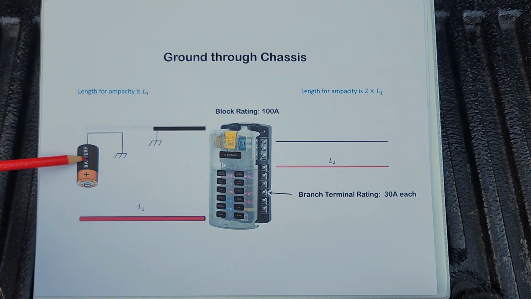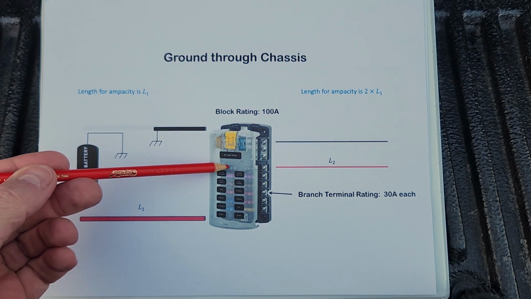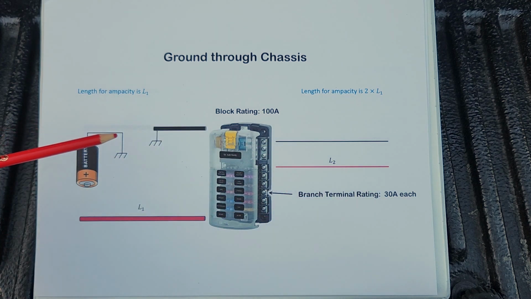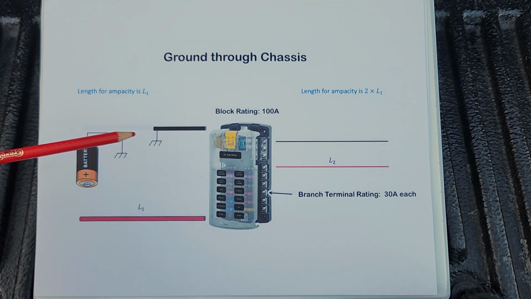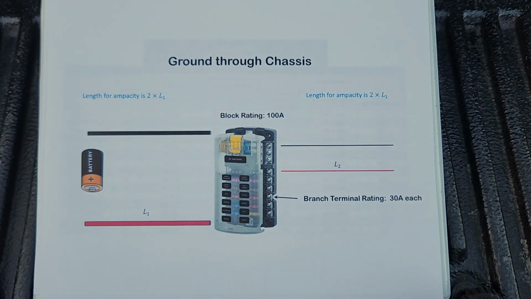You've got a power source, you've got a fuse block or distribution block, and then you've got a load over here. The first situation is when the negative or the return path is going through chassis. And the second is when that return path or negative is not going through chassis.